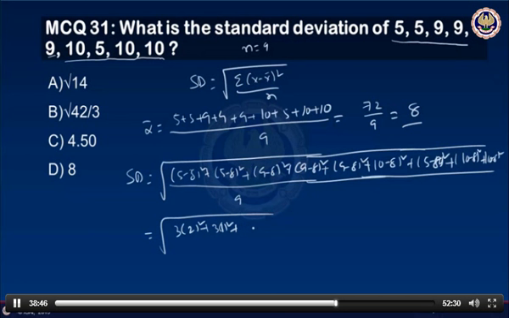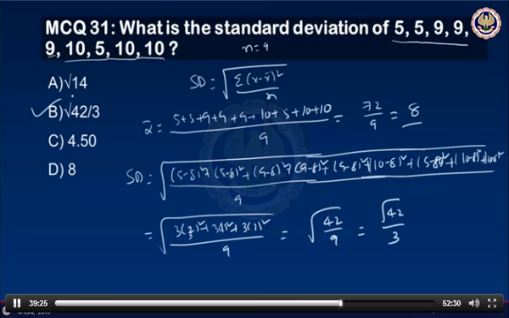The rest: 5 minus 8 is repeated 3 times, so 3 into 3 square, plus 10 minus 8 whole square is also repeated 3 times, so 3 into 2 square, by 9. The sum of all these squares is 42 by 9, so the standard deviation is square root of 42 by 3. So option B is the correct answer for this question.